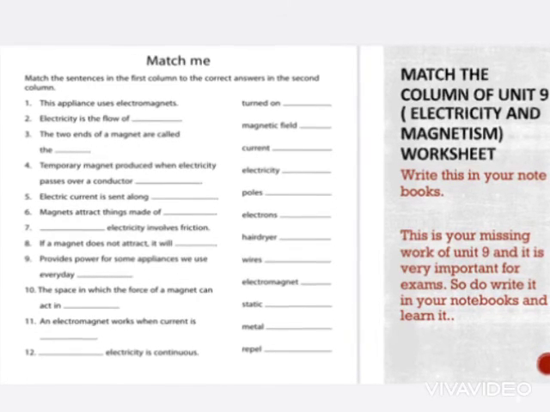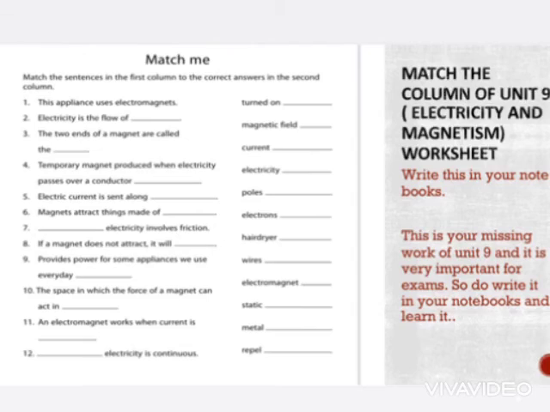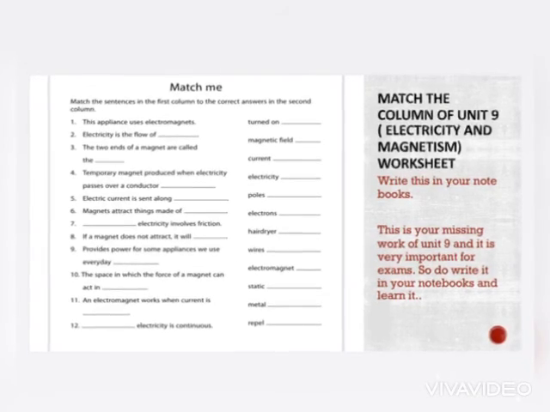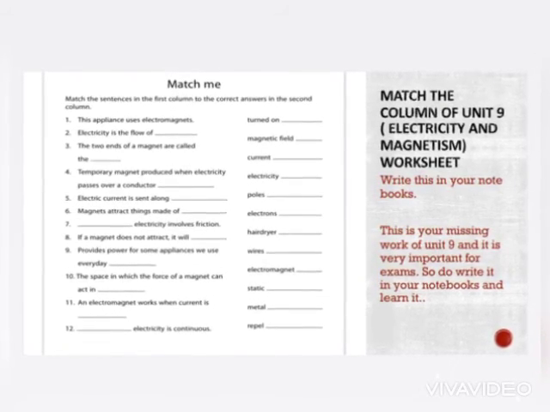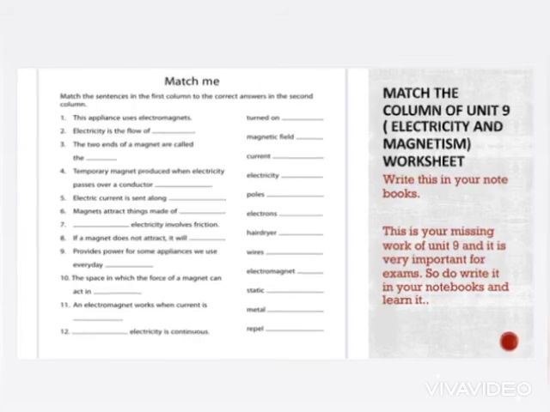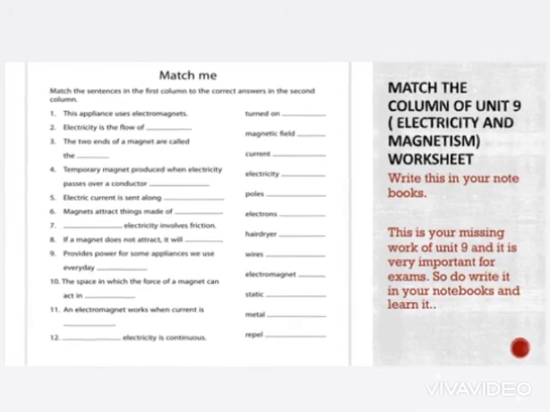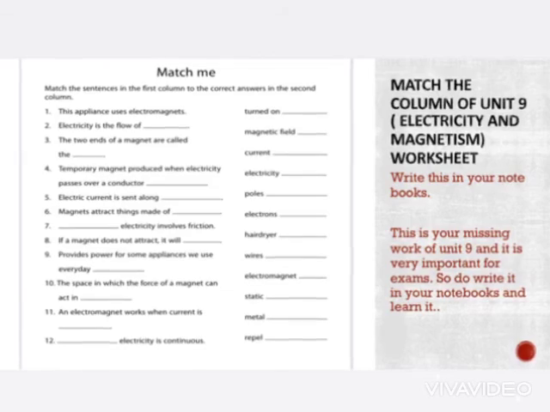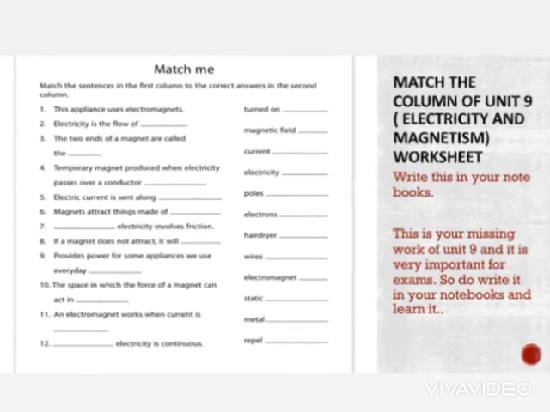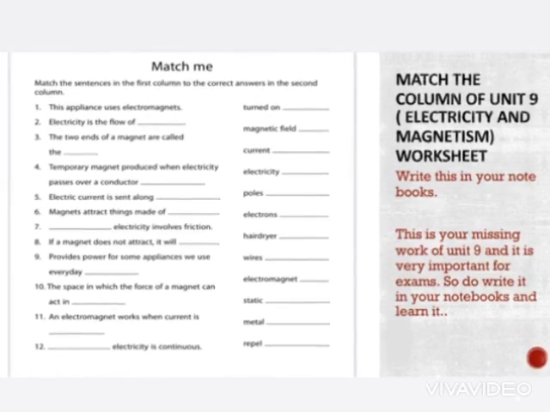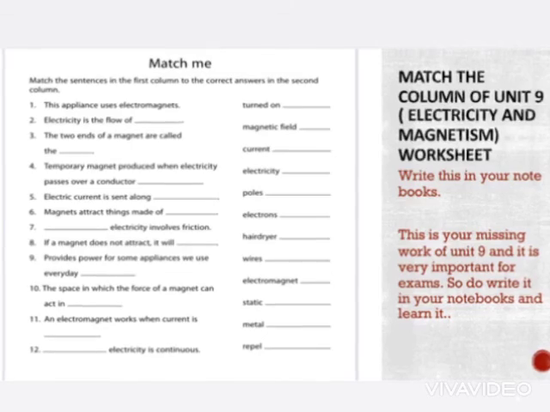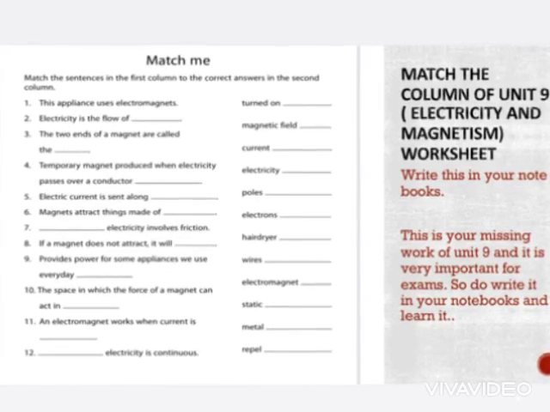Number 9, provides power for some appliances we use everyday, dash. Number 10, the space in which the force of a magnet can act is dash. Number 11, an electromagnet works when current is dash. Number 12, dash electricity is continuous. On column B, you will write turn on, magnetic field, current, electricity, poles, electrons, hair dryers, wires, electromagnet, static, metal and repel.